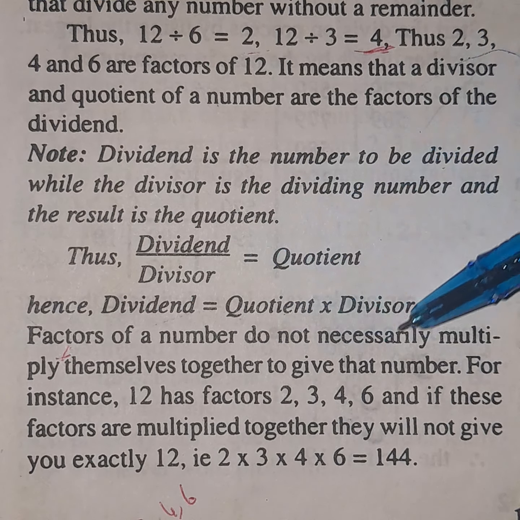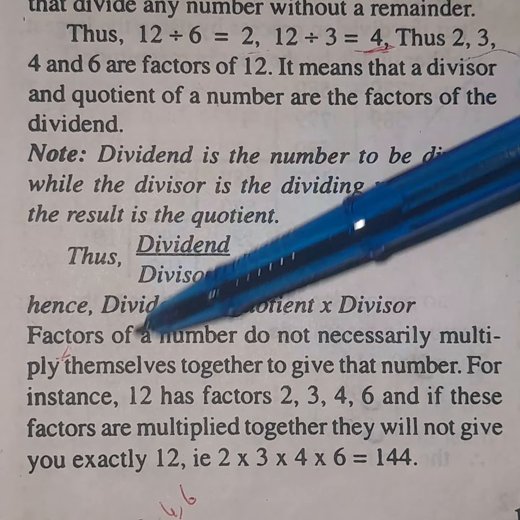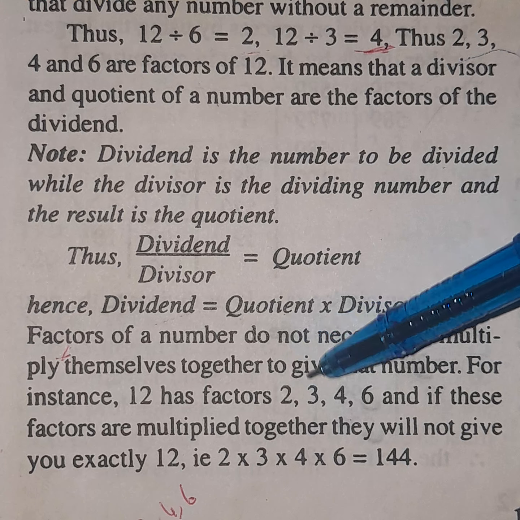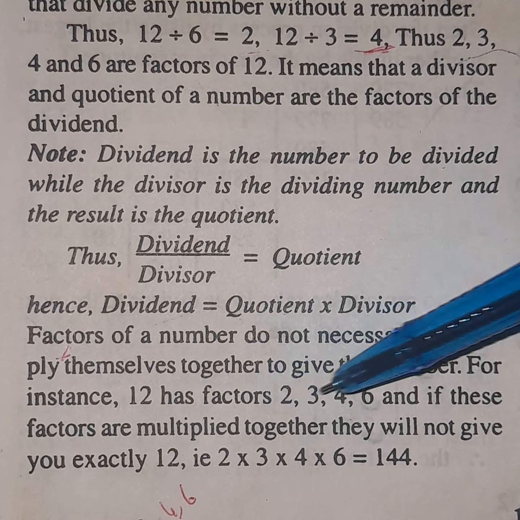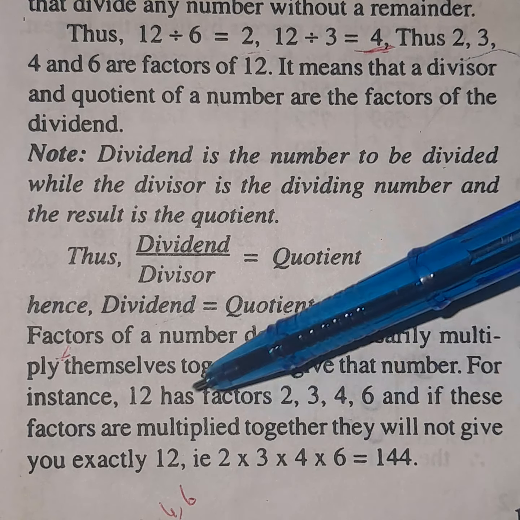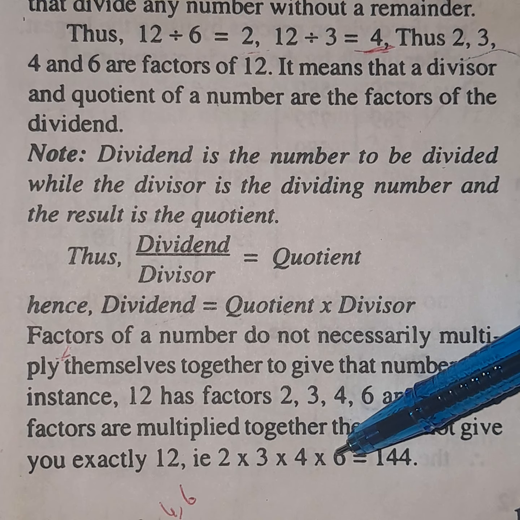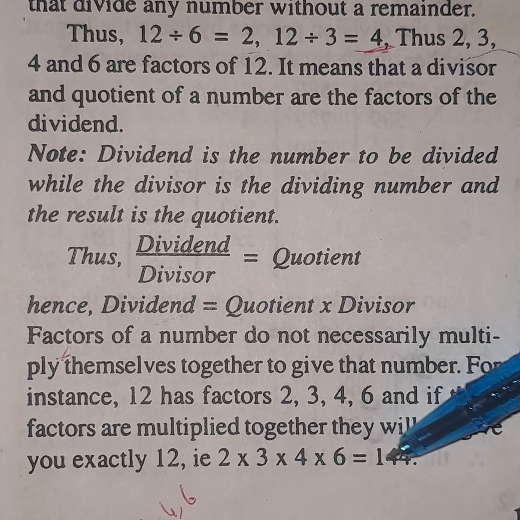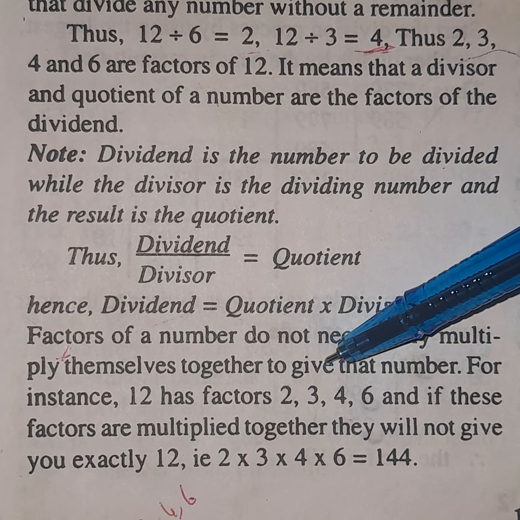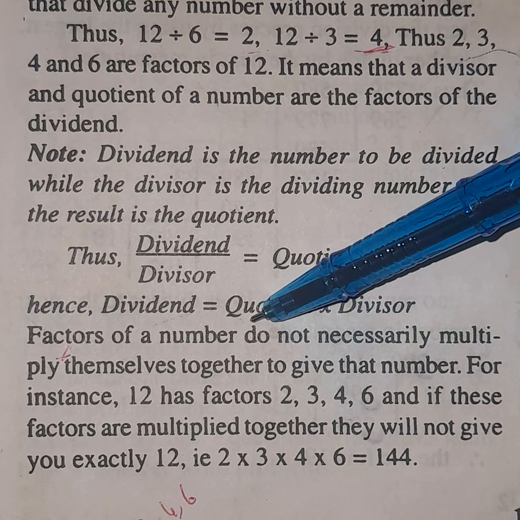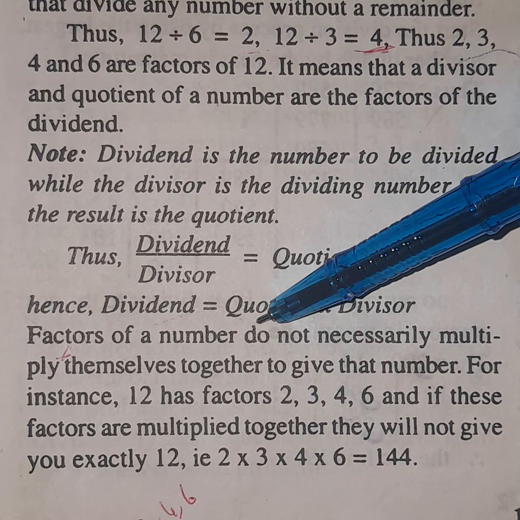Factors of a number do not necessarily multiply themselves together to give that number. For instance, 12 has factors 2, 3, 4, 6, and if these factors are multiplied together, they will not give you exactly 12. That is 2 times 3 times 4 times 6 does not equal 12. So they are just trying to tell us that when we say these numbers are the factors of some number, if you multiply some of these numbers together, you will get that number.